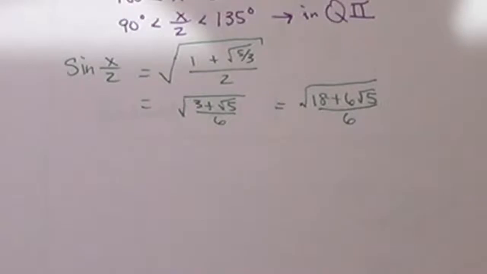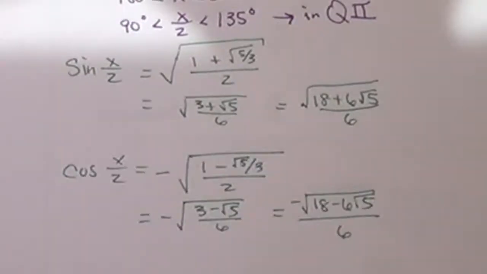We'll do the same thing for cosine. So for cosine of x over 2, we get the negative square root of 1 minus root 5 over 3, divided by 2. Notice here we have basically the same numbers, the difference is a couple of minus signs. So once we get a common denominator in the numerator and rationalize the denominator, we'll get the negative square root of 18 minus 6 root 5, all over 6.